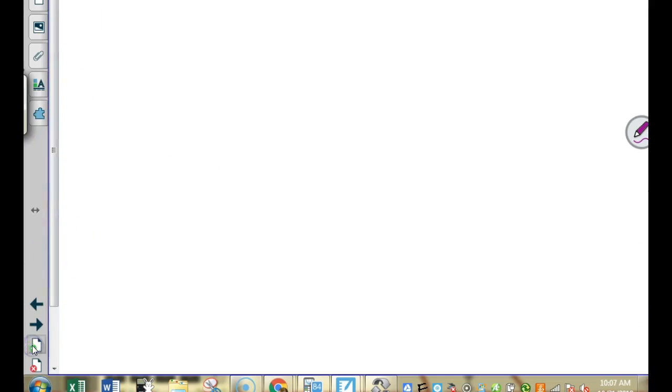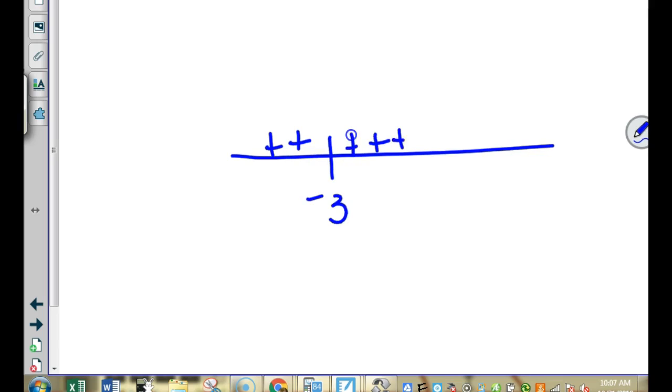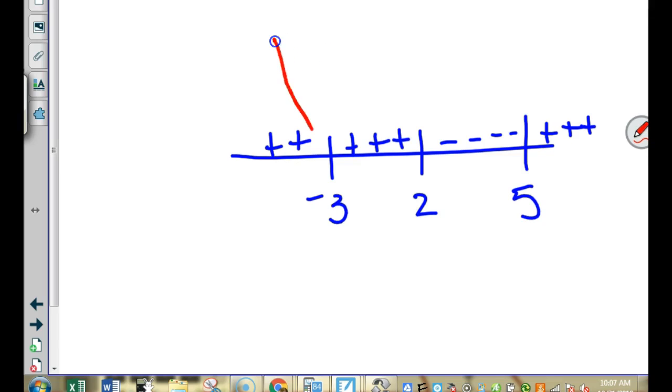The question asked was, if we had a sign chart that went positive, positive, -3, and it stayed positive over here because there was a bounce, and then we had a 2 and it changed to negative, and then we had a 5 and it changed back to positive, okay? So yes. No, it's on Tuesday's quiz. So the graph might have been doing something like this. Does that make sense? It had a bounce here, okay?